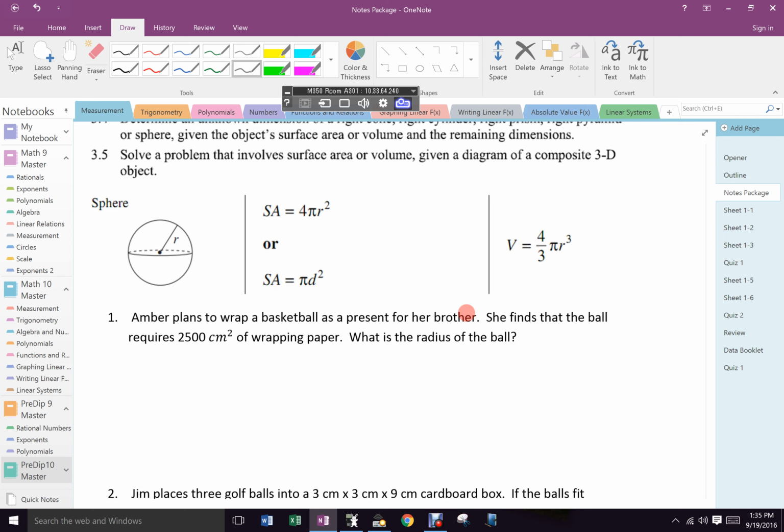Surface area, because the wrapping goes around the outside. It's not volume unless you were to cut the basketball open, stuff it full of wrapping paper, glue it back together and say, here. It wouldn't bounce very well. Thud. Oh, thanks. Right? All right, so it's surface area.